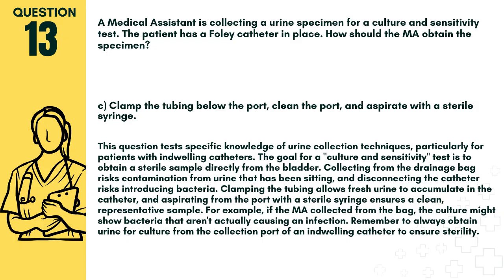Clamping the tubing allows fresh urine to accumulate in the catheter, and aspirating from the port with a sterile syringe ensures a clean, representative sample. For example, if the MA collected from the bag, the culture might show bacteria that aren't actually causing an infection. Remember to always obtain urine for culture from the collection port of an indwelling catheter to ensure sterility.